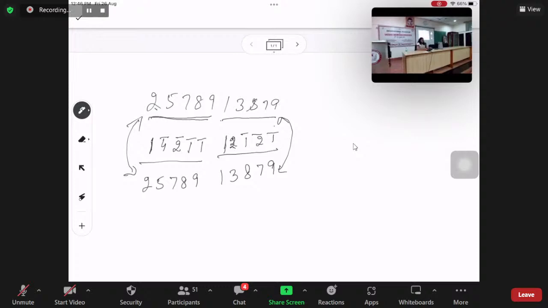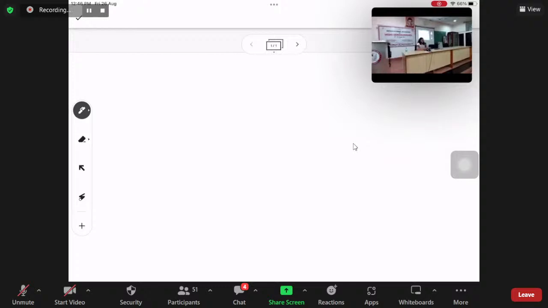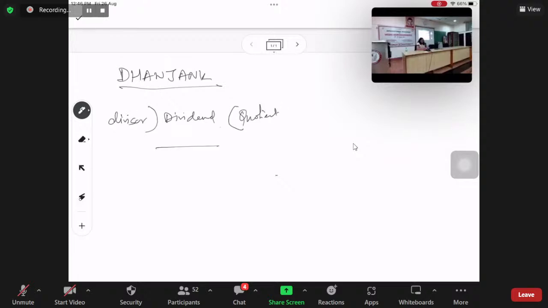Okay, so let us move to the divisibility. First method here is known as Dvajank. In normal division, you know that we have this type of pattern. Here we write dividend. Here we have divisor. Here quotient. And then here we can have remainder.